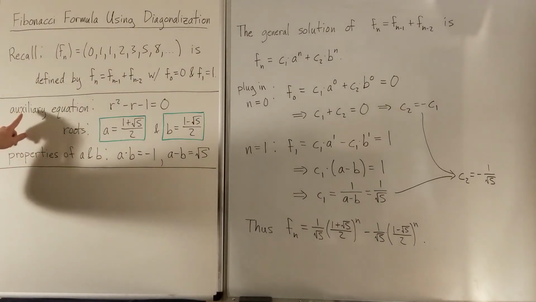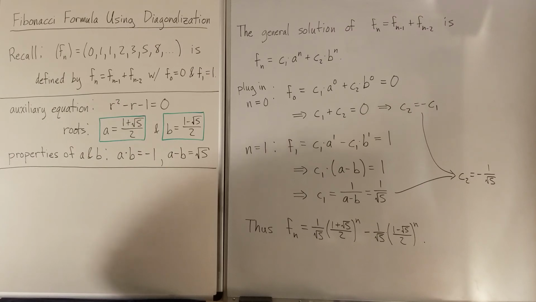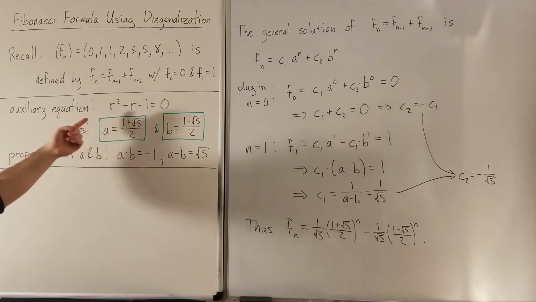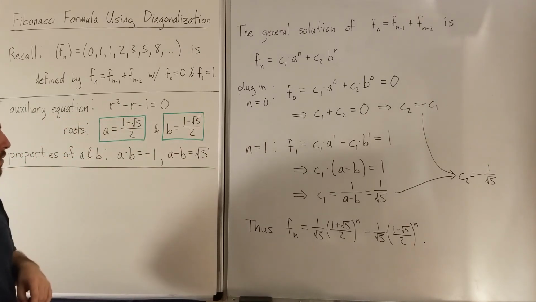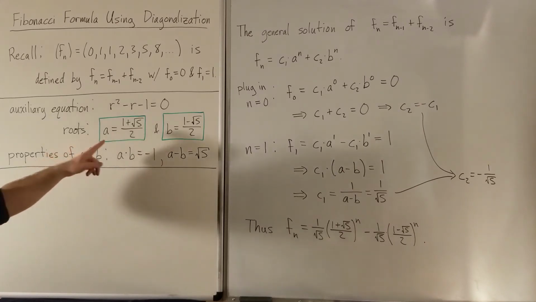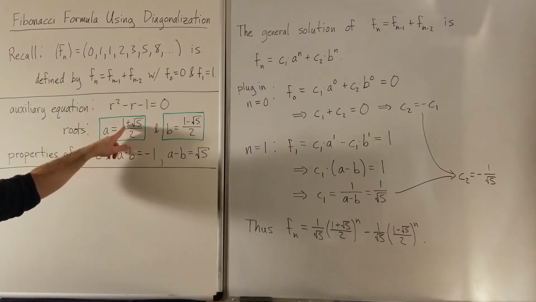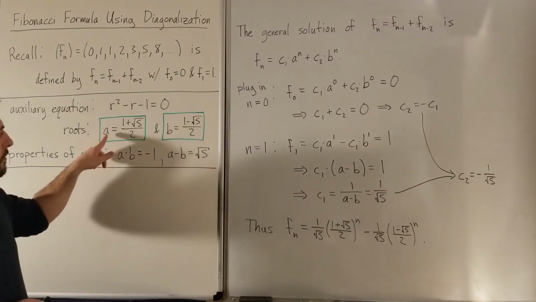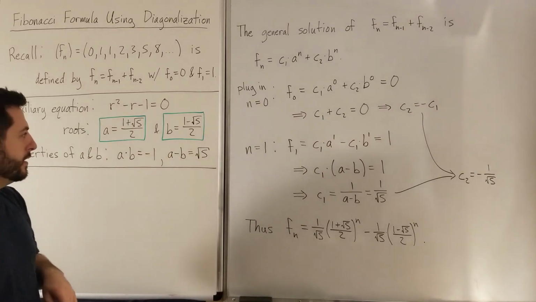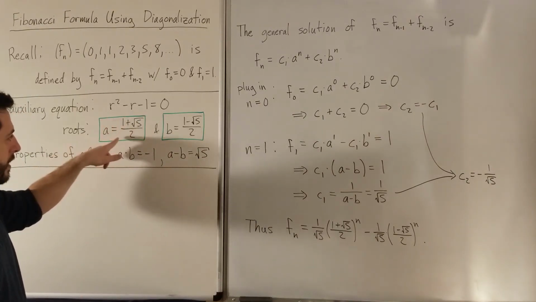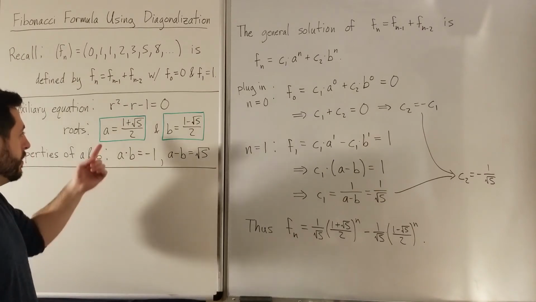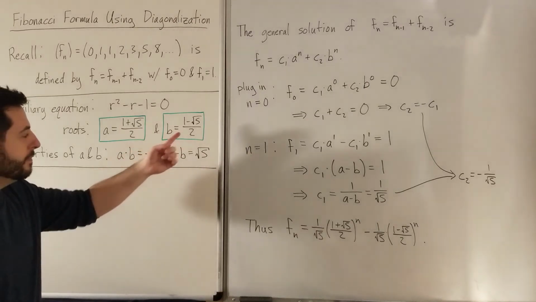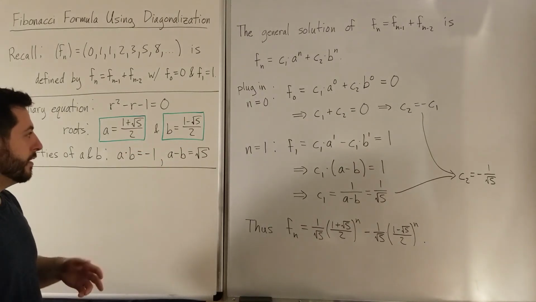Okay, and here's just a reminder of our previous way of doing this. We have the auxiliary equation r squared minus r minus 1 equal to 0, and the roots of that are given by the quadratic formula, 1 plus the square root of 5 over 2 and 1 minus the square root of 5 over 2. I'm going to refer to those as a and b. Just to note, this number right here is the golden ratio, and usually it is denoted by the Greek letter phi, and this number over here is usually denoted by phi prime.